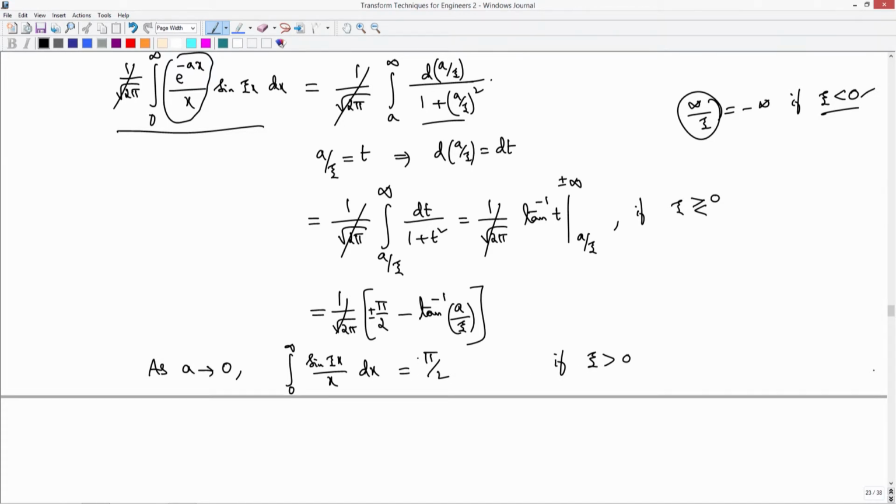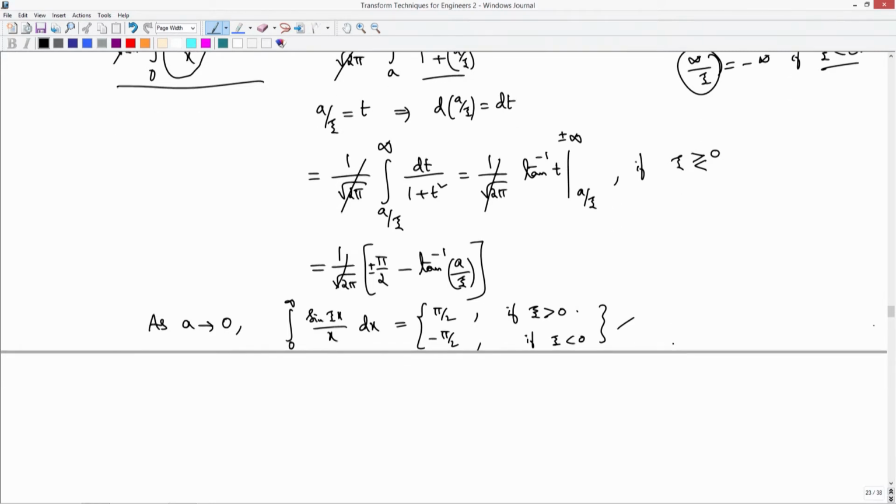So, what you end up with is, if you allow a goes to 0, this tan inverse a by xi, whether xi is positive or negative, is going to be tan inverse of 0, that is 0, otherwise simply pi by 2 if xi is positive, minus pi by 2 if xi is negative. So, this is what it means.